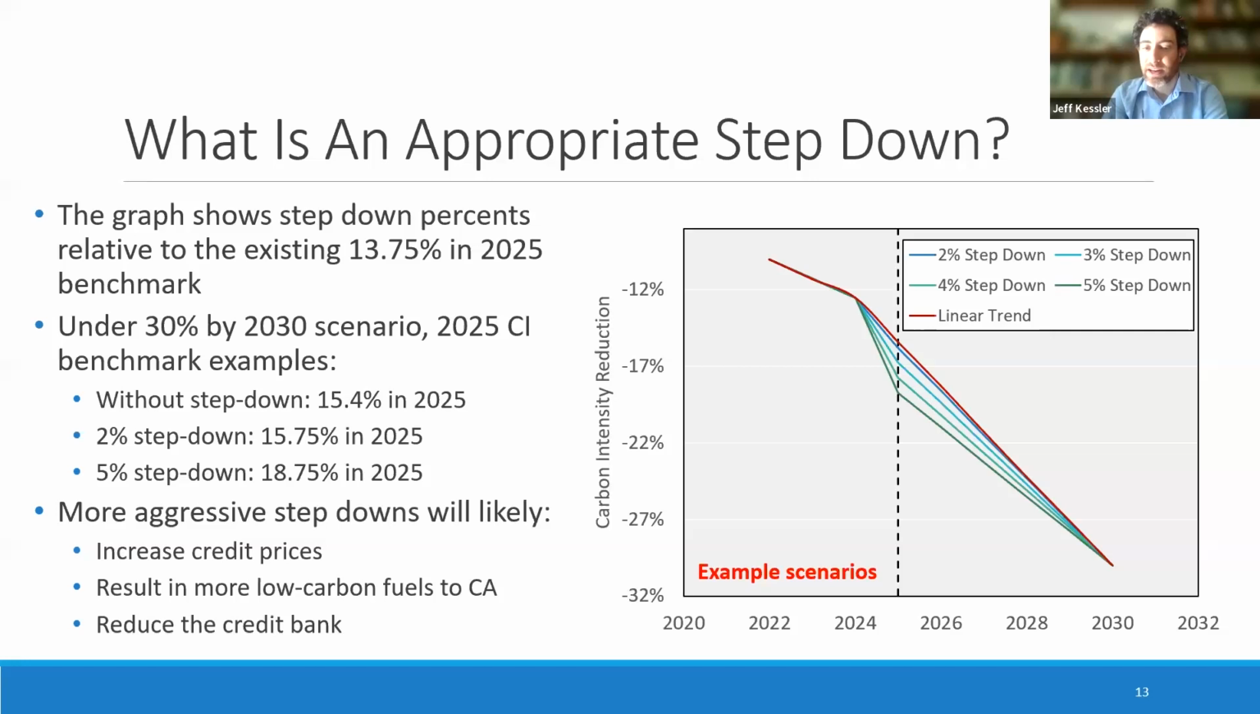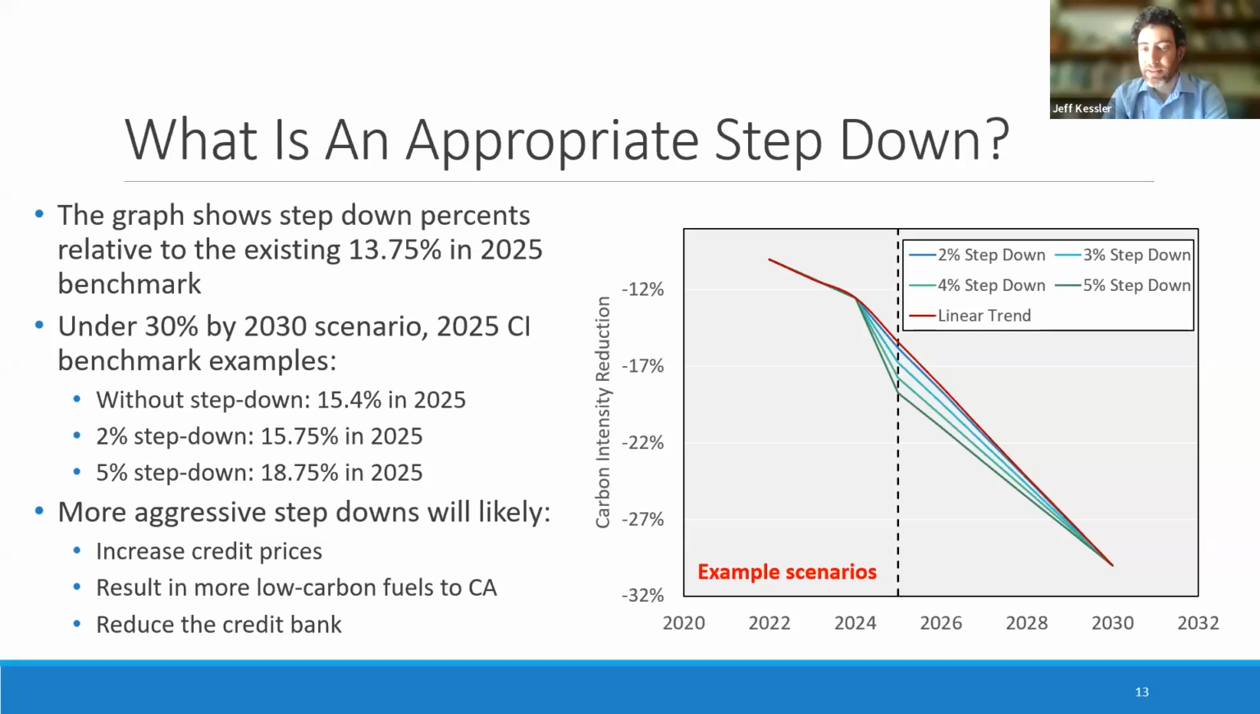This would represent a 2025 reduction of approximately 15.4%. The other curves shown, 2% through 5%, represent how many additional percentage points the 2025 target would increase by. A 2% step down, for instance, represents a 15.75% reduction in CI by 2025, while a 5% step down represents an 18.75% carbon intensity reduction by 2025. These step down curves are aligned with many of the comments staff have received on this topic.